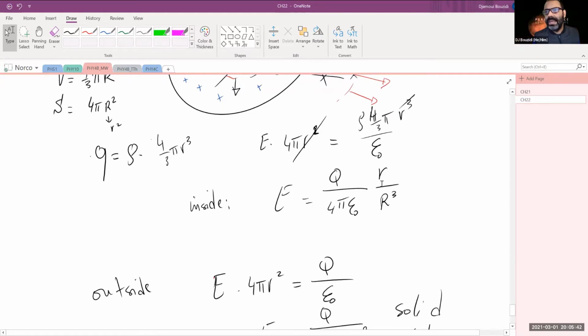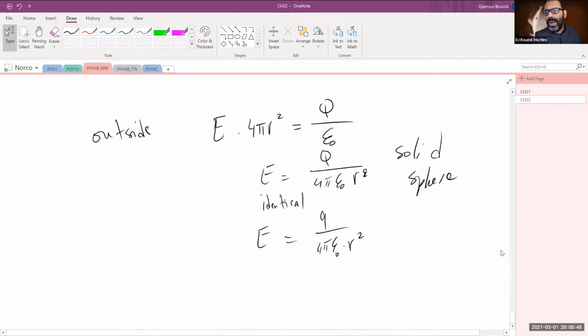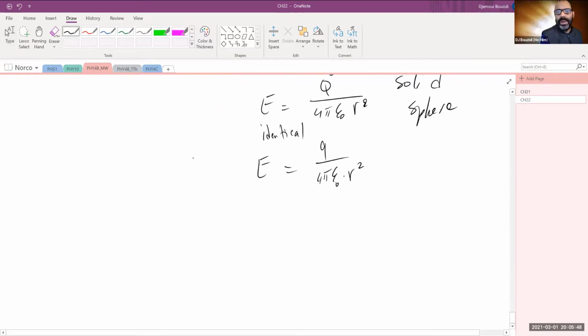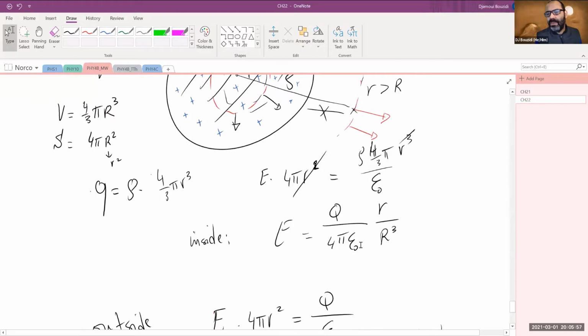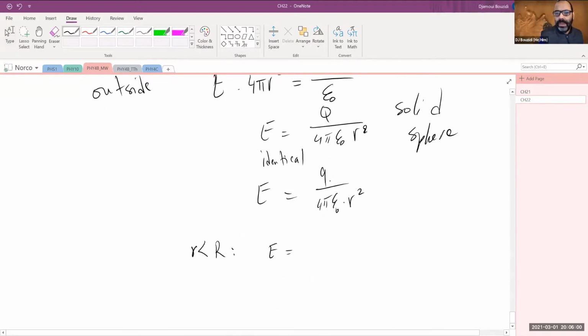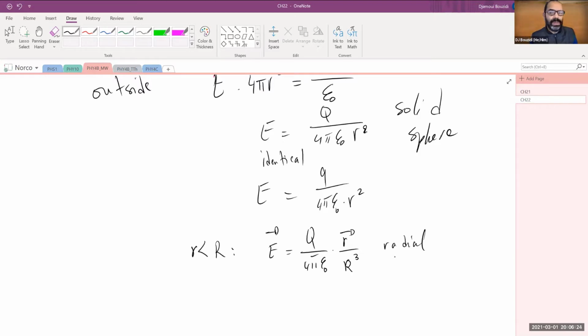It's this expression that is linear in R, okay? So if we were to restore the direction for r less than big R, the electric field we found to be Q divided by 4 pi epsilon naught times r over R cubed. I'm going to say this is actually in the direction of r hat, because this is radial. It's in the same direction as r, because we argued by symmetry that it's pointing radially away. So if I want to put the vectors back, we're in business.